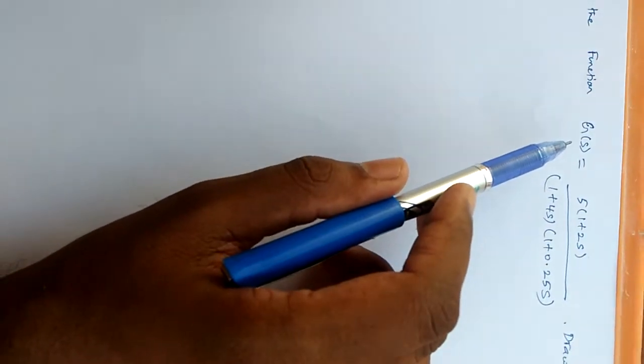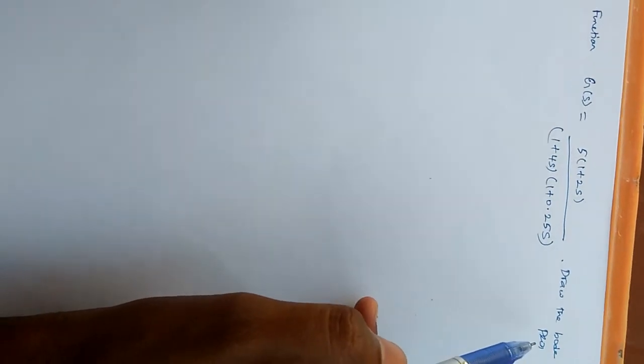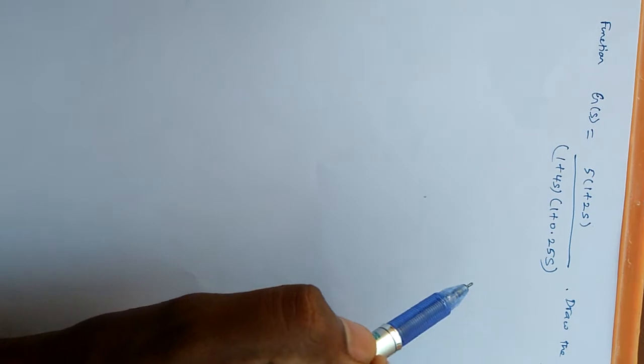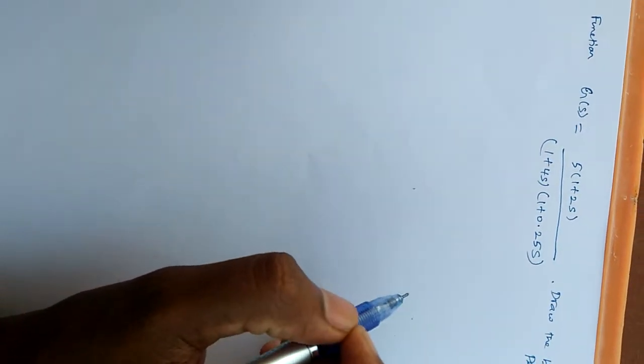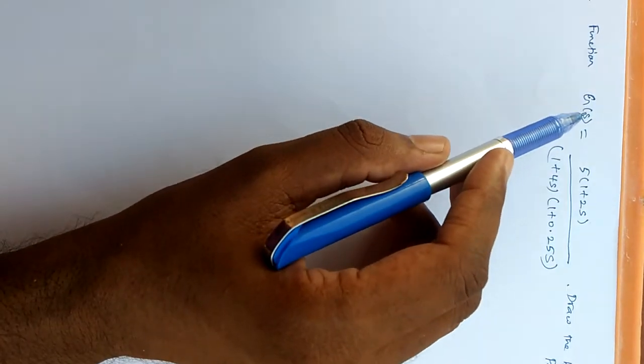Problem: your open loop transfer function is given. We have to draw the Bode plot. Bode plot is nothing but a frequency response plot, in which magnitude versus frequency as well as phase versus frequency can be plotted. Okay, so G(s), the open loop transfer function, is given.